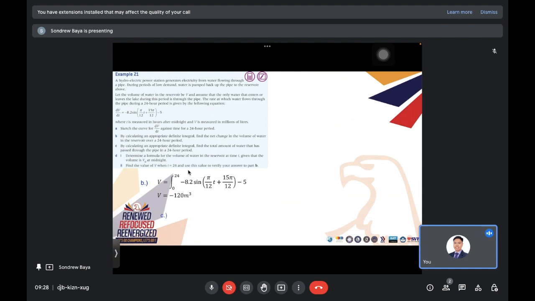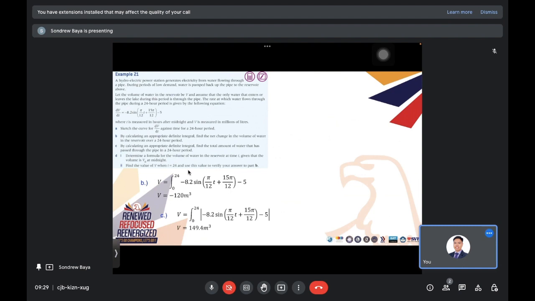Now for letter C, we are trying to find the total amount. So just add the absolute value symbol, and that gives us this particular value. Now for letter D, we are going to determine a formula for the volume of water in the reservoir at time t, given the volume. In this case, we are now going to find a specific function. Whenever you're given values of time and volume, or the values of the quantities in focus, then you are going to find a specific function already.